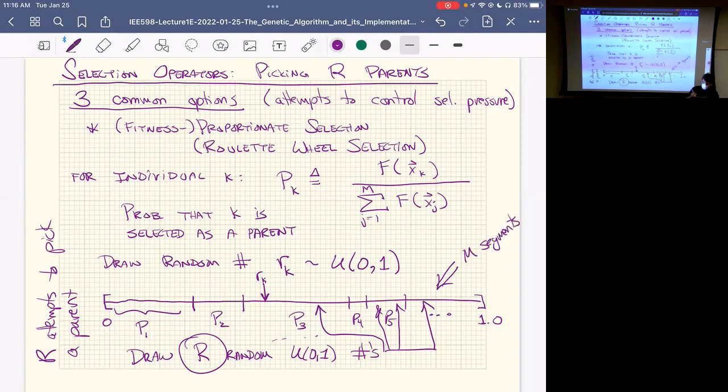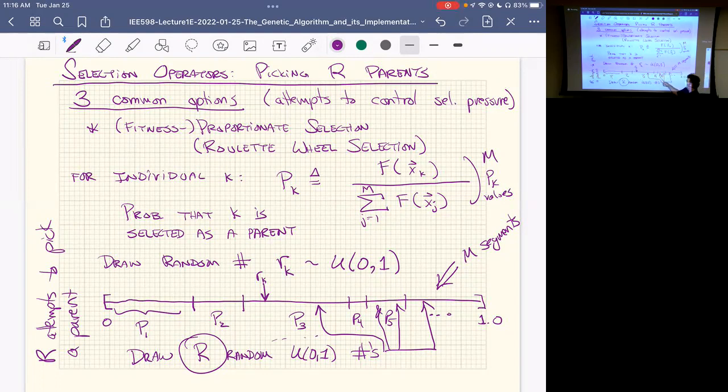Oh, right. Because there are M PK values. Well, you end up choosing capital R segments out of the total. I don't want to say choose capital R segments, because I can have multiple hits on the same segment.